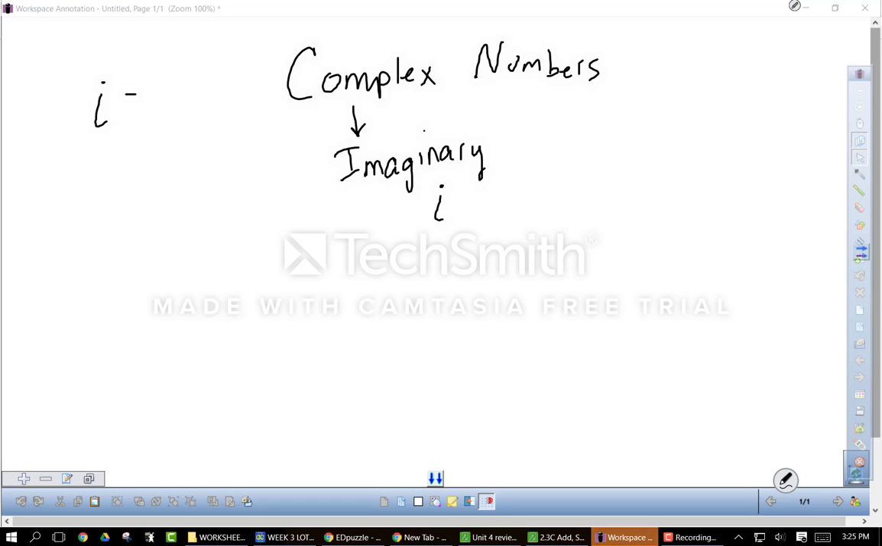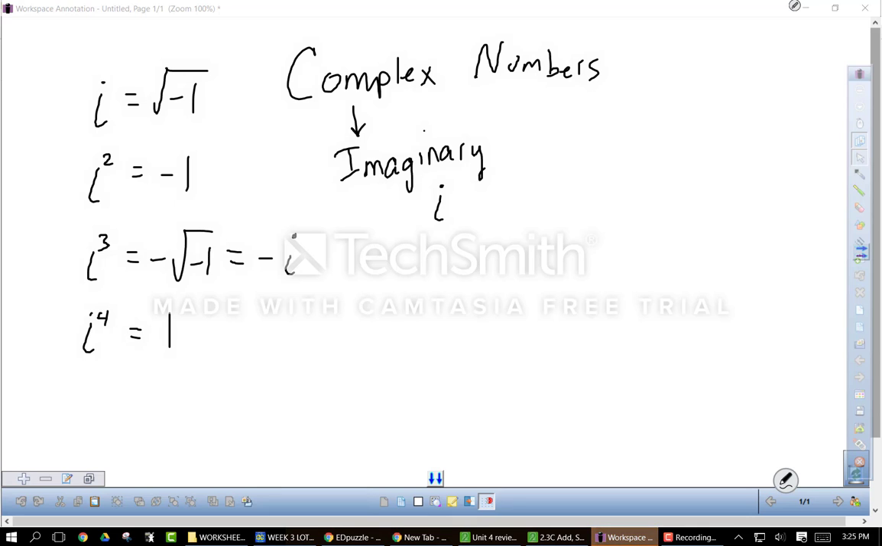So i equals square root of -1. i squared equals -1. i to the third is equal to negative square root of -1, or just -i. And then i to the fourth power is equal to +1. So those are your 4 different levels of i's. Every exponent you have is either one of those. So for instance, i to the 100th power is 1. i to the 1000th power is 1. And you can figure that out all the way through.